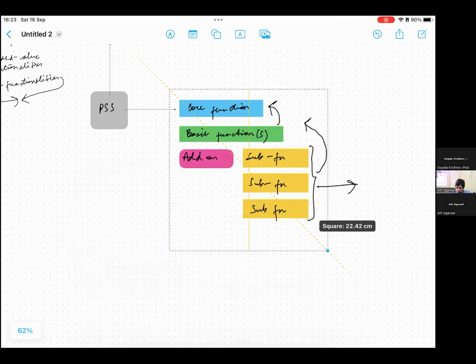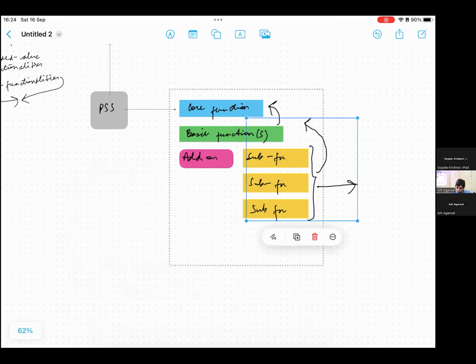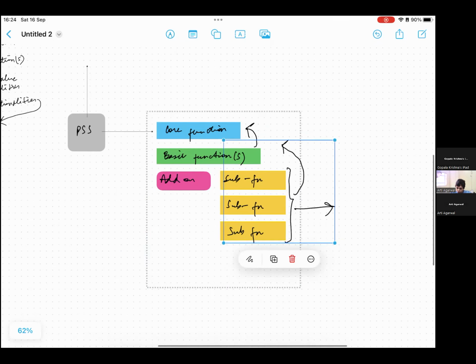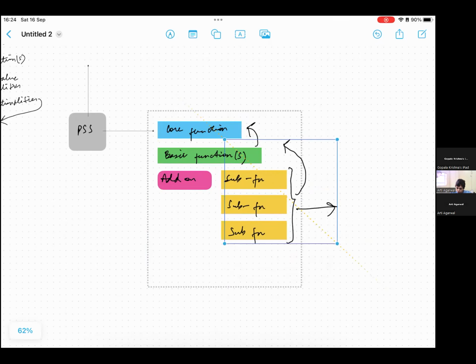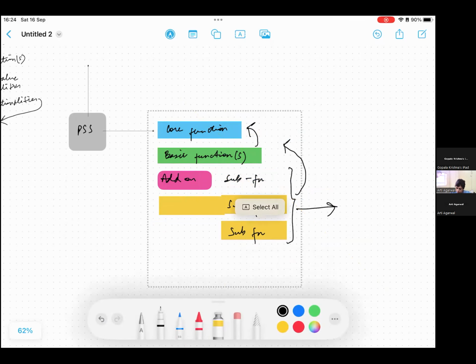Actually, no, I think I understand why I should put it down. Sorry, this is looking a bit messy.